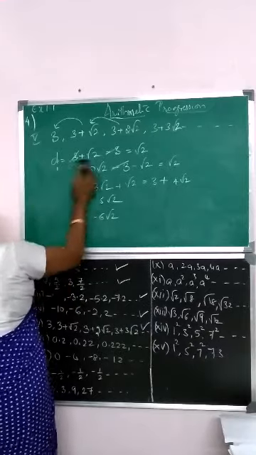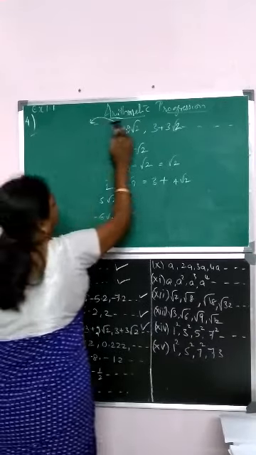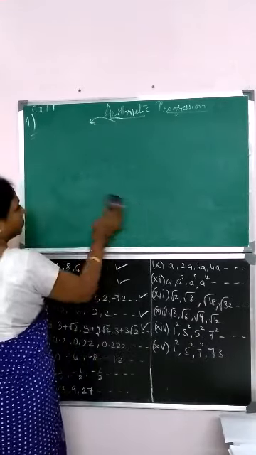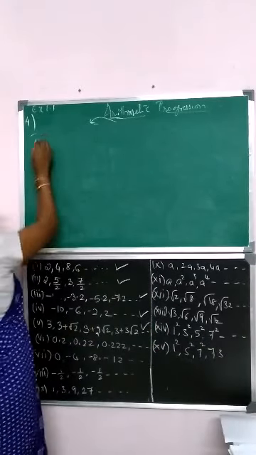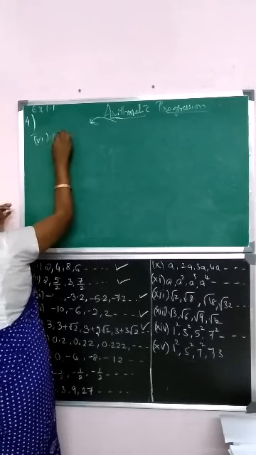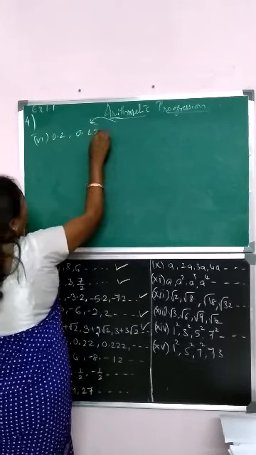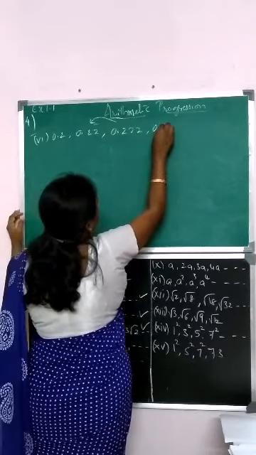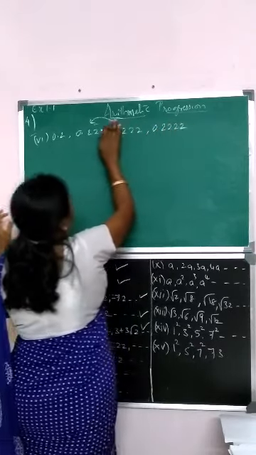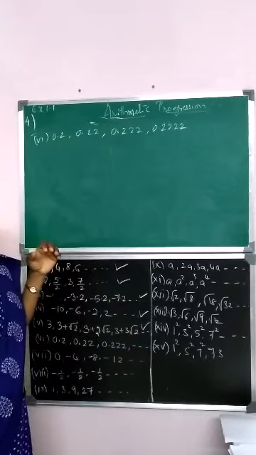Let us take next problem, the sixth one. In the sixth one, we have 0.2, 0.22, 0.222, 0.2222. Okay. Now once again we have to find out the common difference.